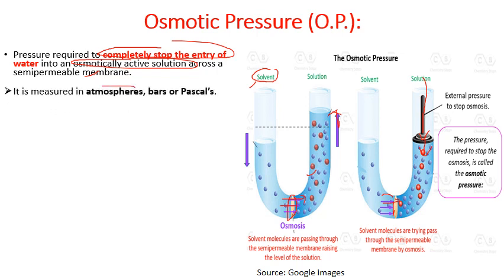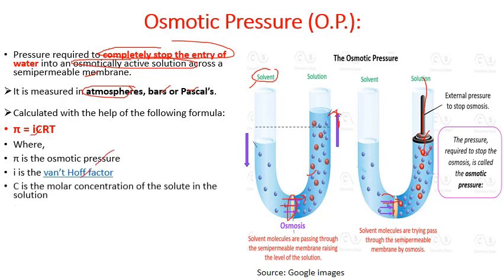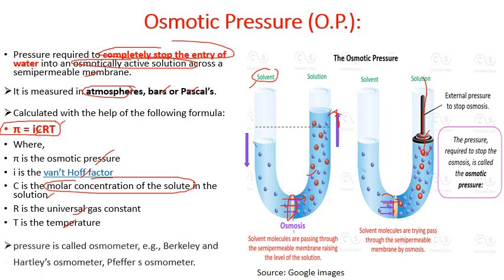We measure it in atmospheres, bars and pascals, and we can calculate it with the help of one formula, that is π = iCRT. Here π is the osmotic pressure, i is the Van 't Hoff factor, C is the molar concentration of the solute in the solution, R is the universal gas constant, and T is the temperature.